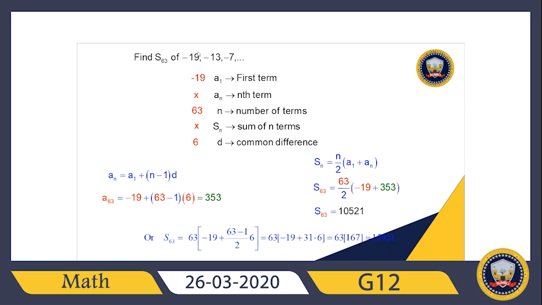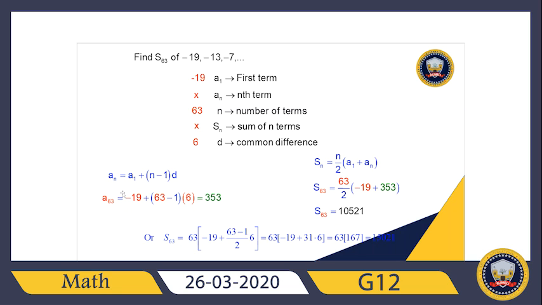So a1 is -90, an we don't know, n, the number of terms, is 63, and Sn, the summation or the sum of these terms, we don't know, we need it, and d is 6. How did we get this 6, guys? We just take two terms, we take the difference between these two terms and we get 6. So -7 minus -13 gives us 6, or -13 minus -19 gives us 6.